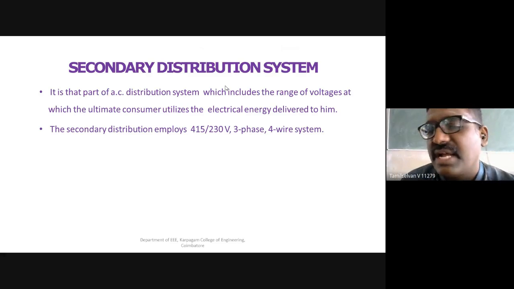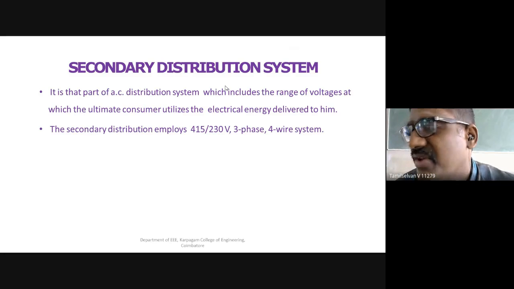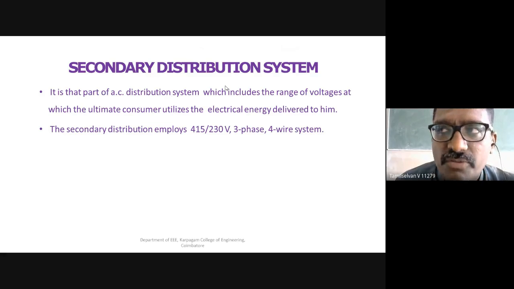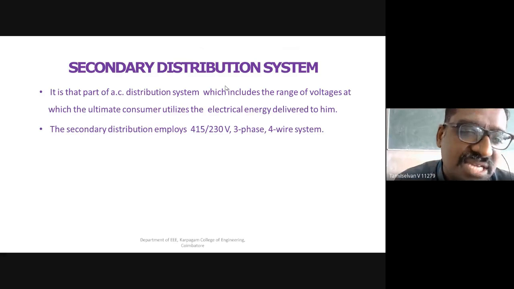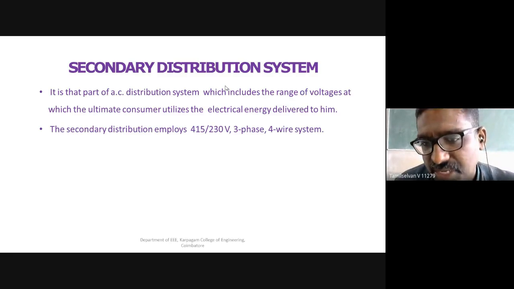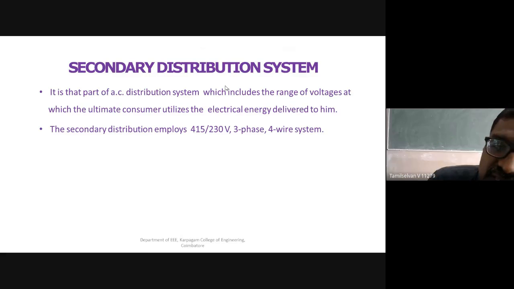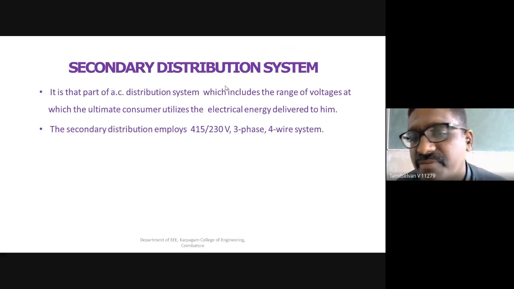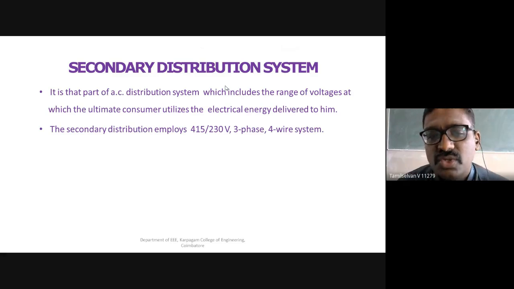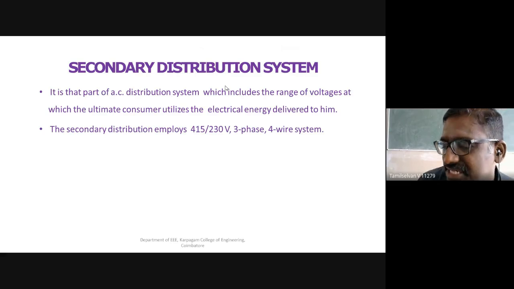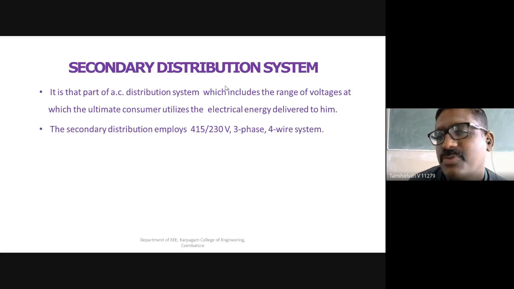Normally our secondary distribution system will be a 3-phase 4-wire system. The voltage level here may be 415 volt for 3-phase. In case it's single phase, it's going to be 230 volt. So most of our secondary distribution systems will have a 3-phase 4-wire system.